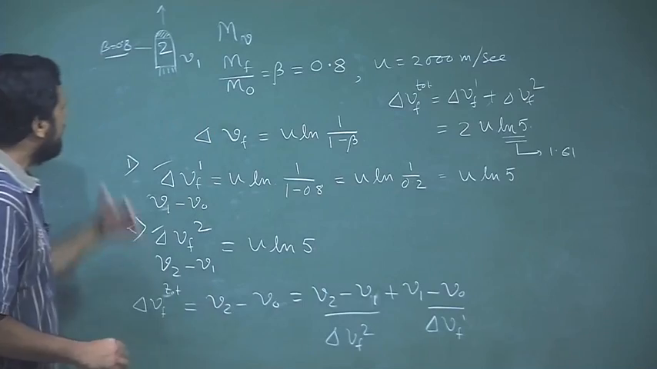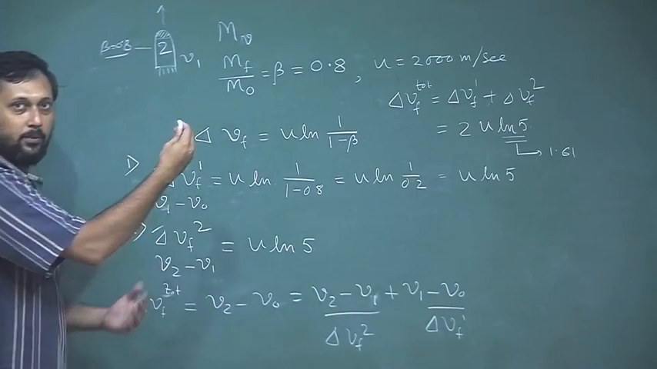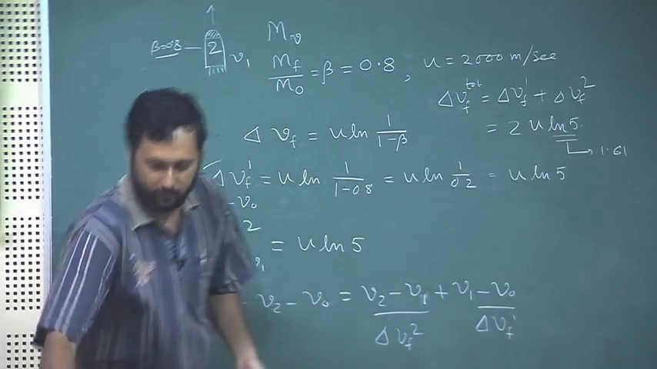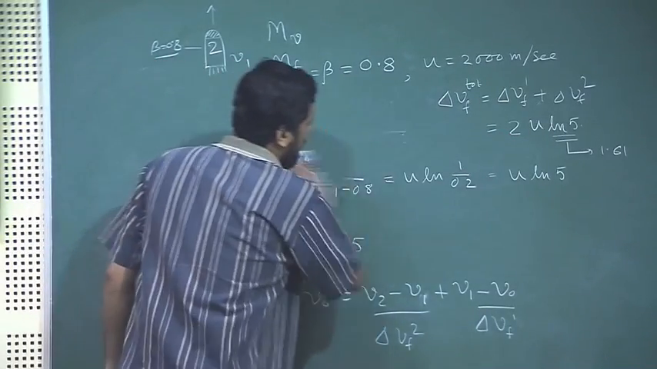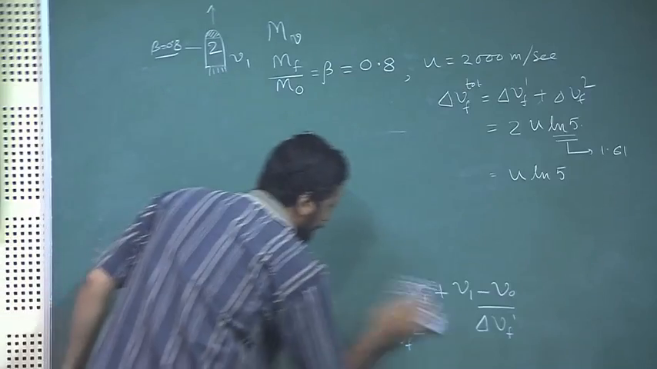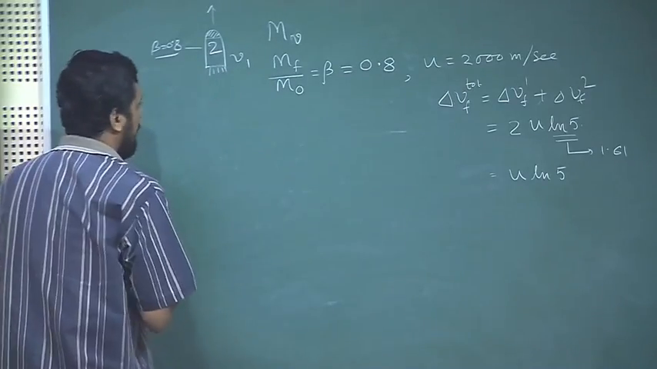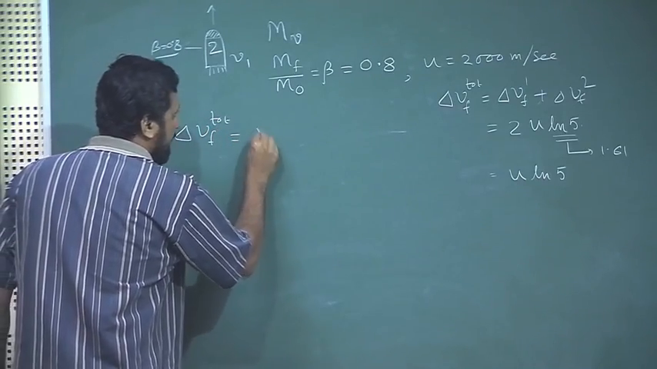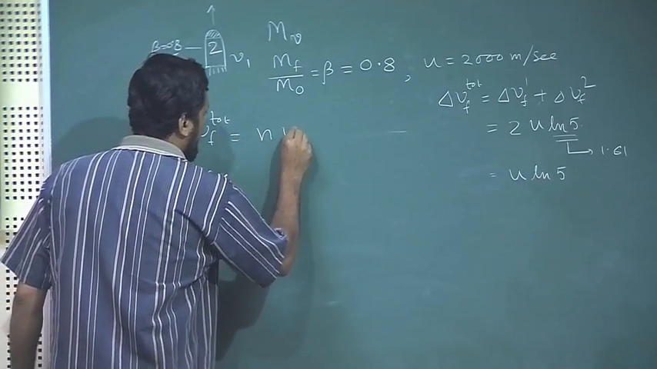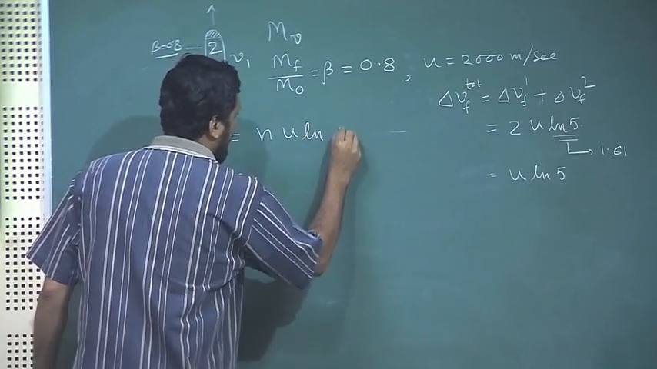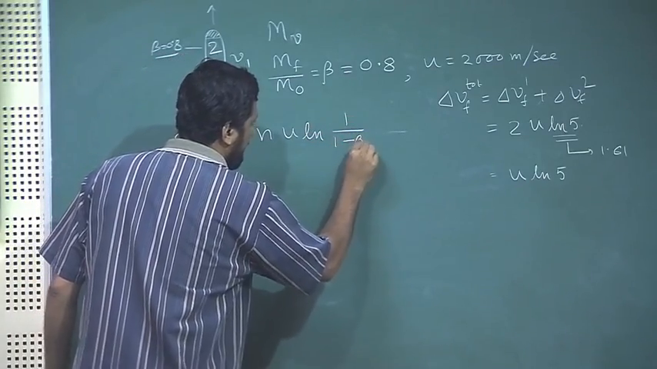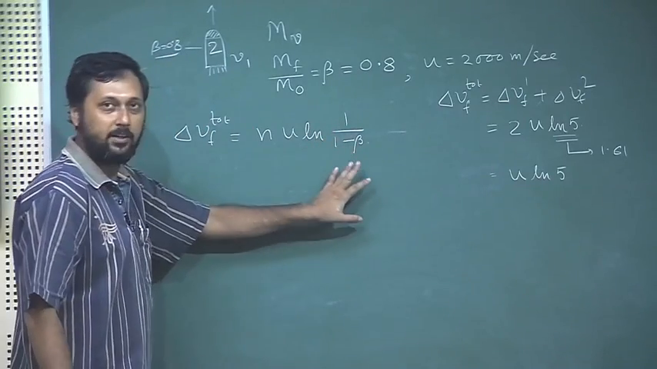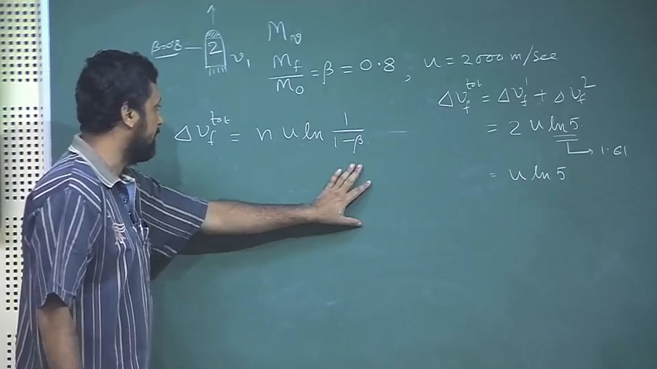What is important is, if instead of 2 stages we have a 3 stage rocket. What I am trying to tell you is that delta Vf total is n times u ln 1 by 1 minus beta in general. Here we put beta equal to 0.8 and got ln 5. The numbers are not terribly important.